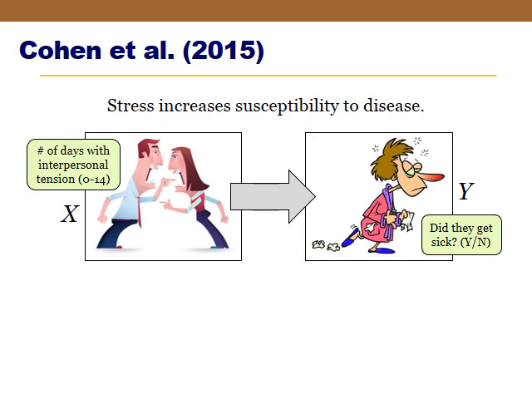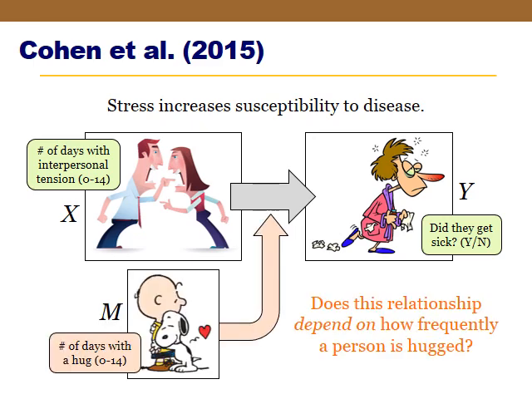Now, these authors of this study predicted that social support would actually moderate this relationship. That, in other words, the effects of stress on health wouldn't be as strong for people who have high levels of social support. And the way that they operationalize social support is pretty adorable. It's the number of times in the past 2 weeks they've gotten a hug from someone else. So that's going to be our moderator variable. Their prediction is that there will be a relationship between stress and getting sick, but that relationship will be weaker for people who have been hugged more frequently.